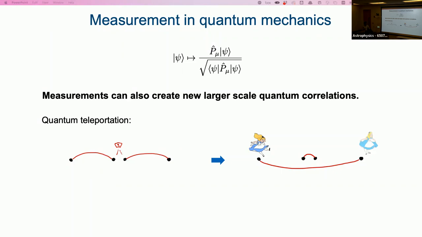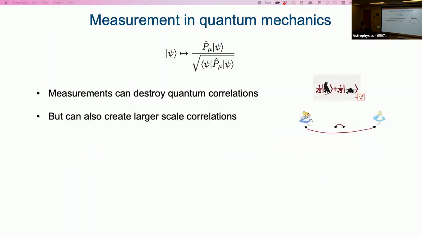So basically, the point is that measurements can have very weird non-local effects on quantum wave functions, and this effect can be both to destroy quantum correlations or to create new quantum correlations. And now, this regards very simple wave functions of few particles, or even if this cat has many particles, it's a very simple state of just dead cat and live cat, not many intermediate states of the cat.